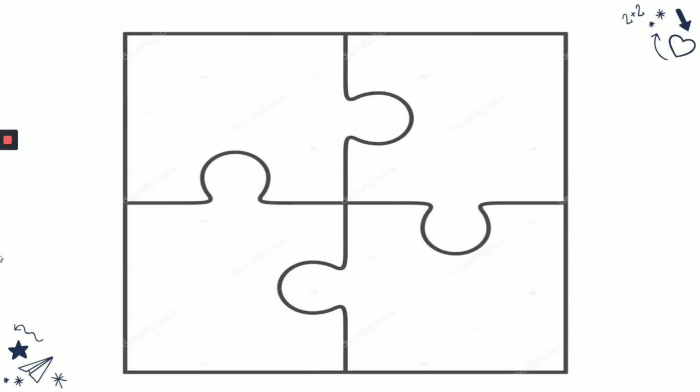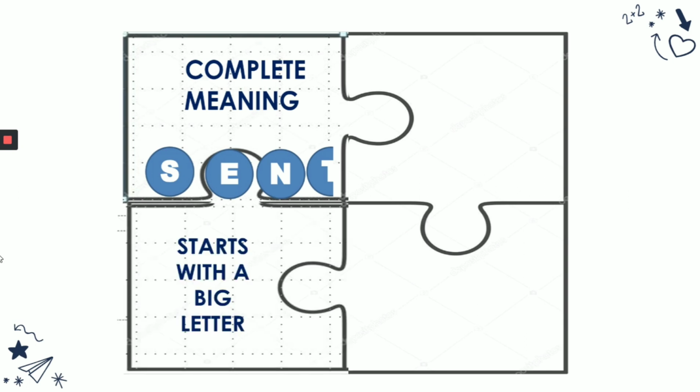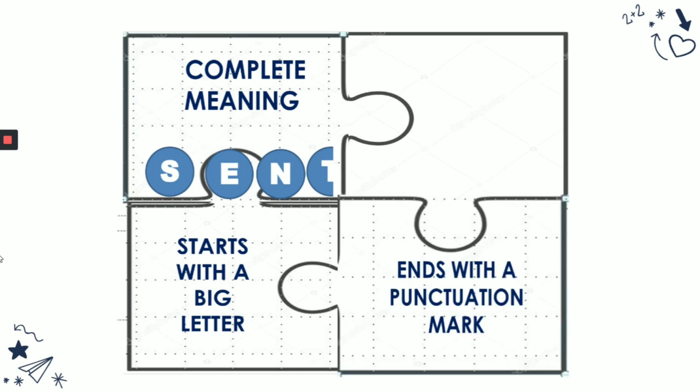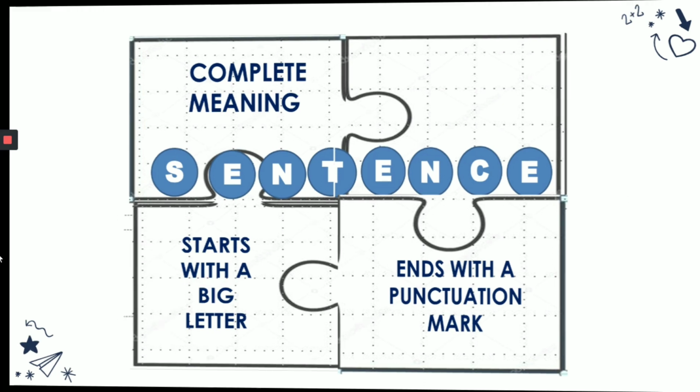And now, can you solve the sentence puzzle? Recall the three things that you need to remember in a sentence. First, a sentence has complete meaning. Next, it starts with a big letter. And the last one, it always ends with a punctuation mark. Good job! I think you're now good in phrases and sentences.